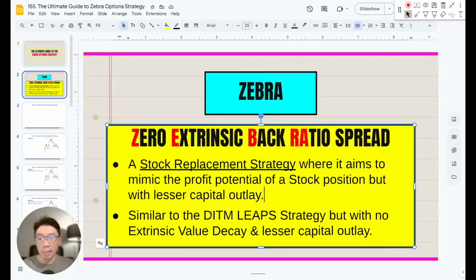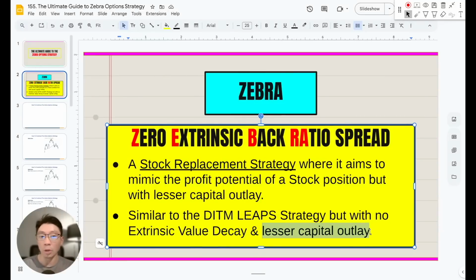Now, this is similar to the deep in the money LEAPS strategy, which I've also shared on my channel. However, there is no extrinsic value decay, and also you get lesser capital outlay compared to the LEAPS. So at first, it does sound pretty enticing, right? Pretty attractive, but there's always kind of a trade-off.